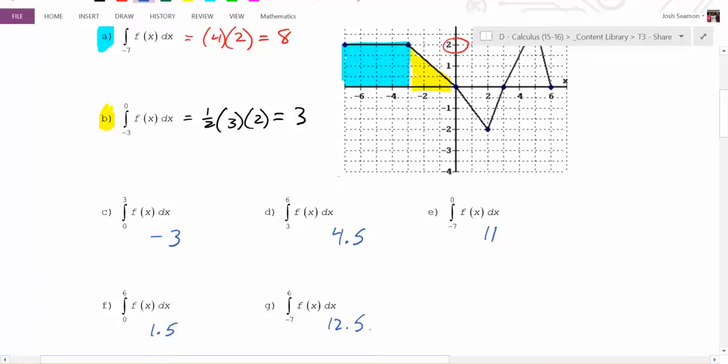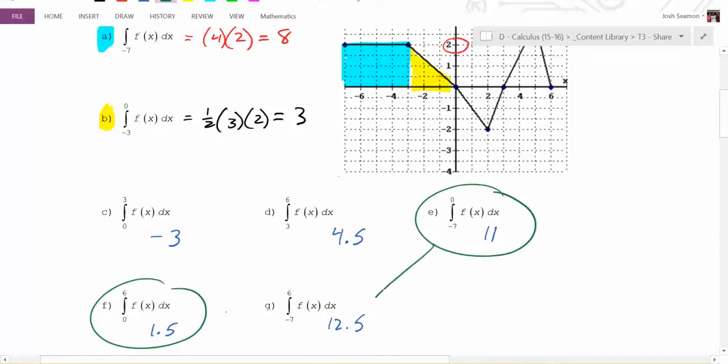Now, do you notice how you can add certain things together and get other ones? Oh, did I freeze it? I'm sorry. You can't see it, can you? So for example, what do you have here? You have E and F. Add them together, and you get 12.5.